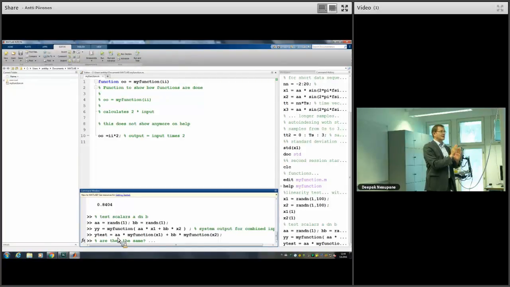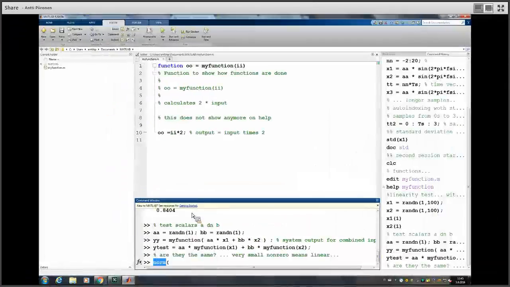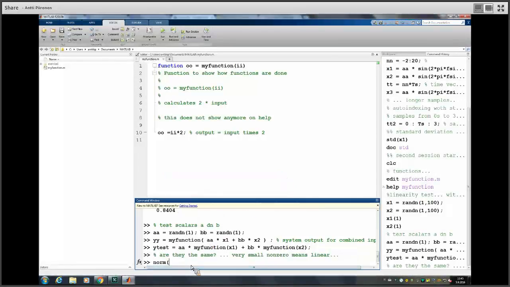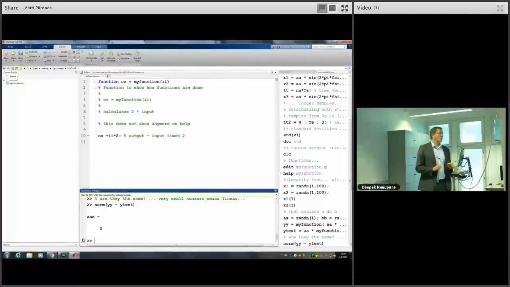But since we are calculating with the computer, there is always some computing inaccuracy, which means that we might actually get a very small non-zero value. Okay, norm. Let's see. Now I need to check the help. Yep. Yeehaw, I got 0. However, I would have been very happy with some other small values too. So this is exactly 0, which equals the system is linear.